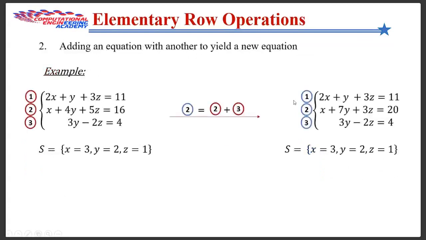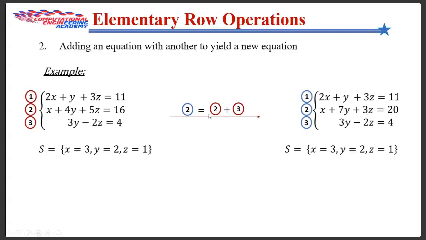The constant is in the set of real numbers. So the next rule is adding an equation with another to yield a new equation. Okay, so this is what we have as an example this way. If we go ahead to form this new system and add equation 2 to equation 3 to form a new equation 2, which we have this way, then we have not changed anything with respect to the solution set, okay? These two systems are equivalent.